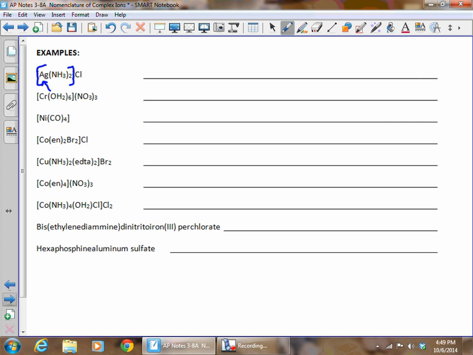So if you look back on the chart at the beginning, you'll see that NH3 is ammine, and since it's in the monodentate list, it's going to be named with regular prefixes. So it looks like we've got two of them, so it's diammine. Remember, we do not leave spaces in the coordination sphere. So since that's all that's in it besides the metal, we can go ahead and just name it diamminesilver.